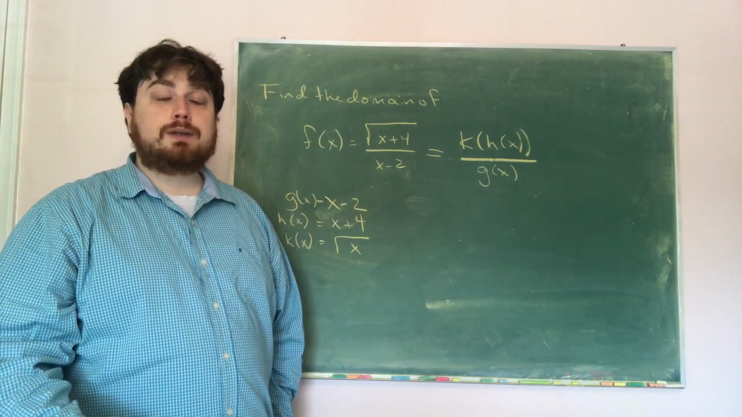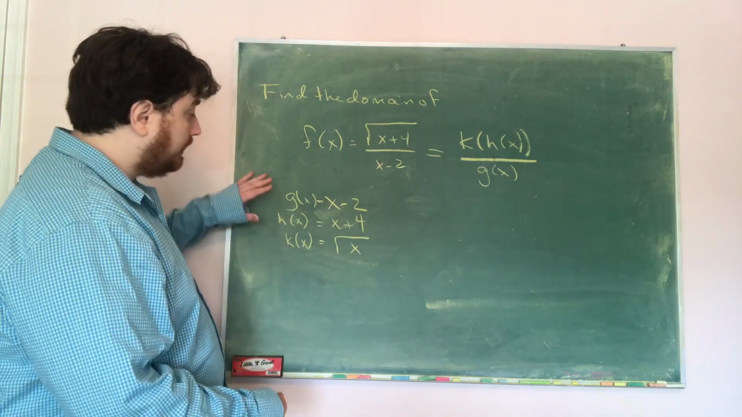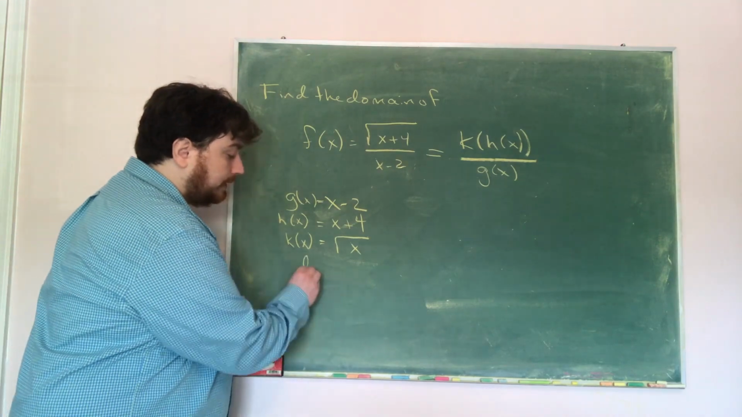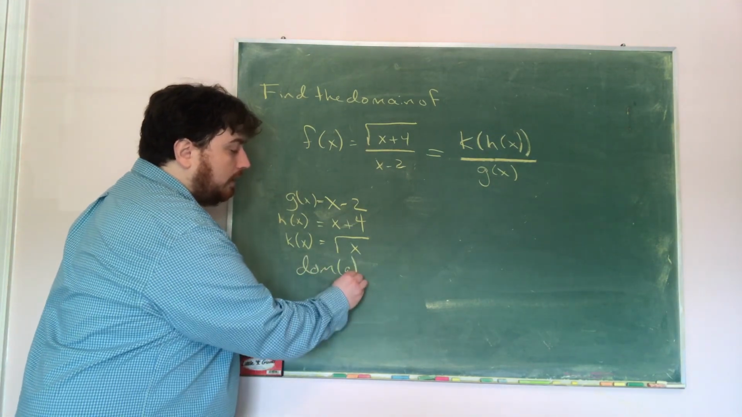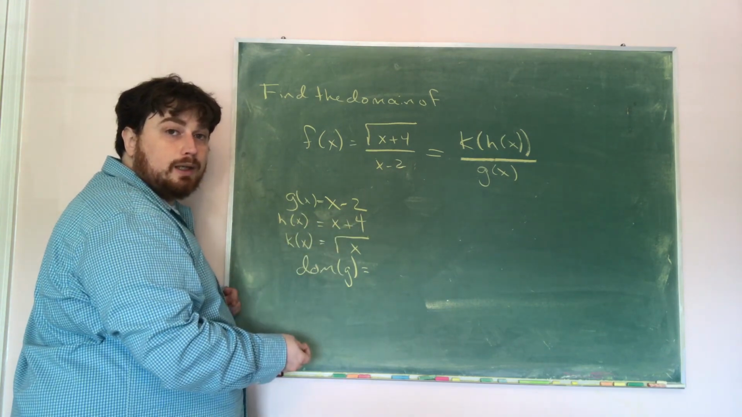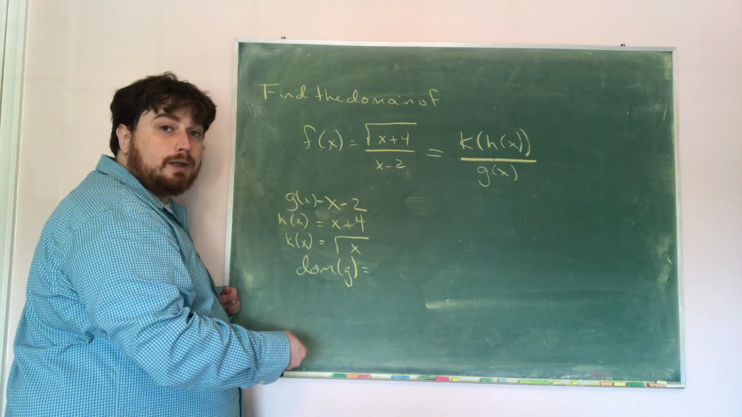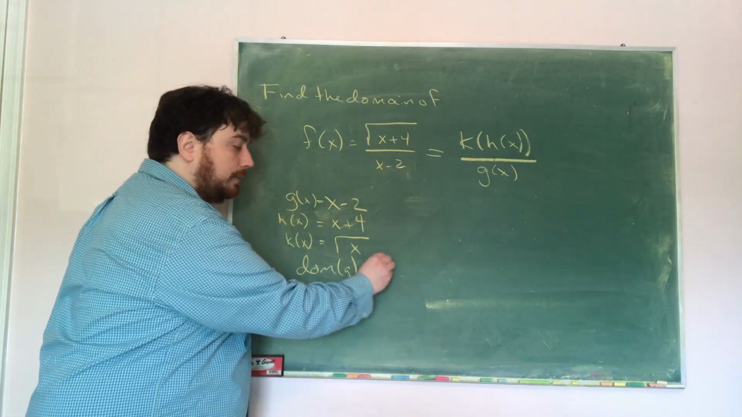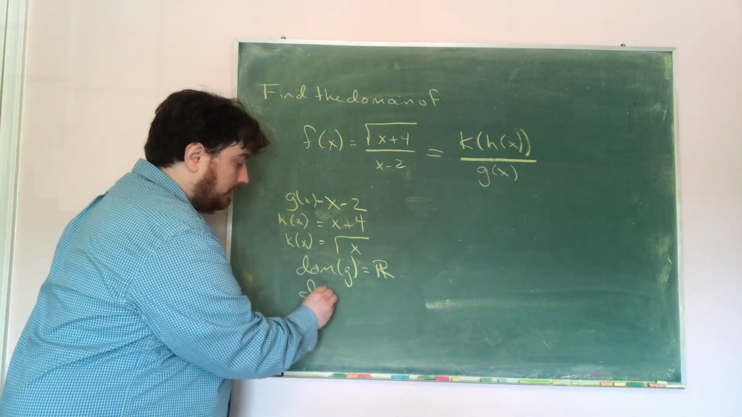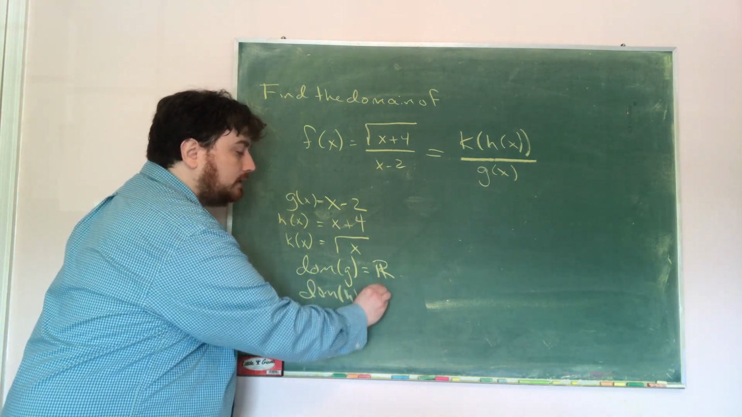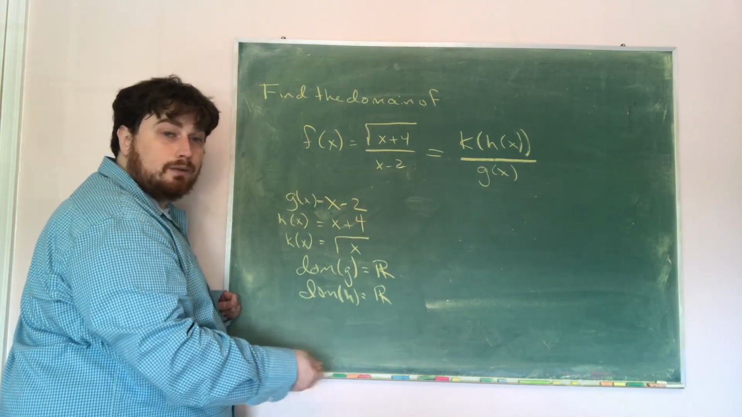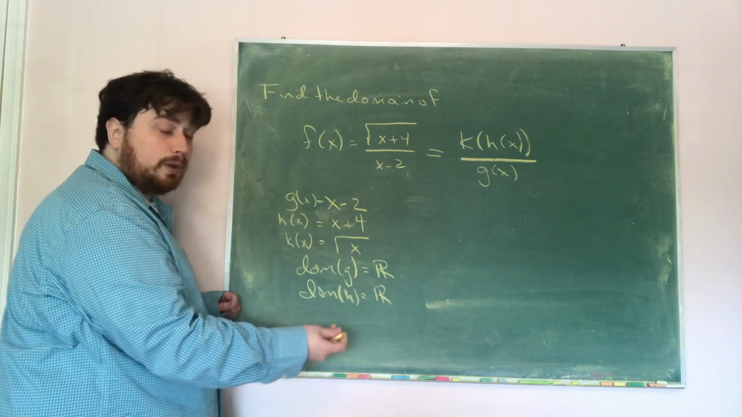So now as we try to fill in our domain, what we need to do is, we decided we needed the domain of g, the domain of h, and the domain of k. So I'm going to say that the domain of g is all x that I can plug in such that x minus 2 gives me out a unique answer. Well, any real number minus 2 is still a real number, so the domain of g is just the set of real numbers. If I take the domain of h, we again just get, well, any number plus 4 is again just a real number. Therefore, the domain of h is all real numbers.